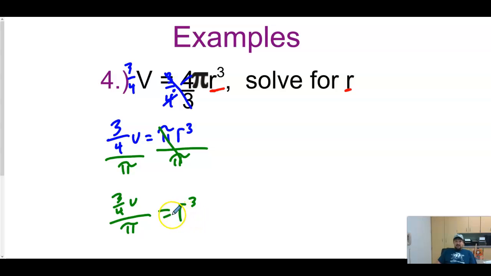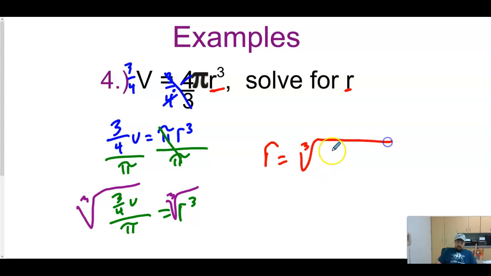It's not, it still has a cube. So how do I get rid of that cube? Well, you take the cube root. Remember, whatever you do to one side, you've got to do to the other side. So this cube root and the cube would disappear. So I'm going to end up getting r equals the cube root of 3/4 v divided by pi.